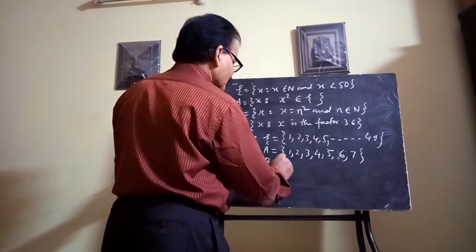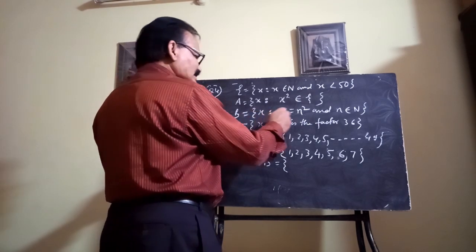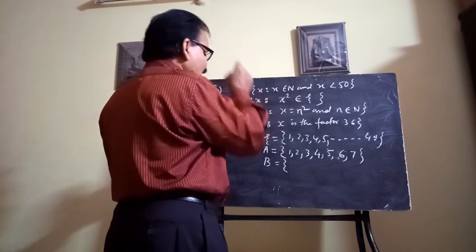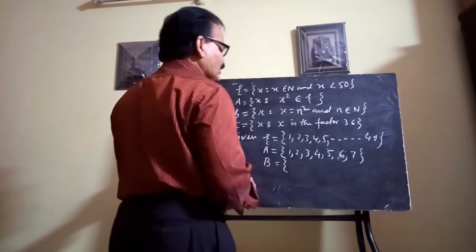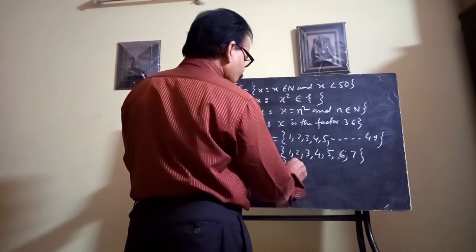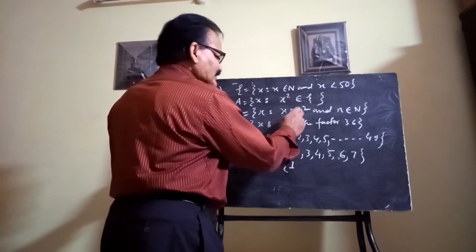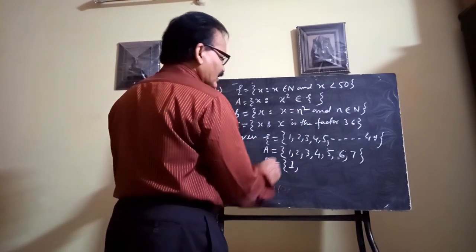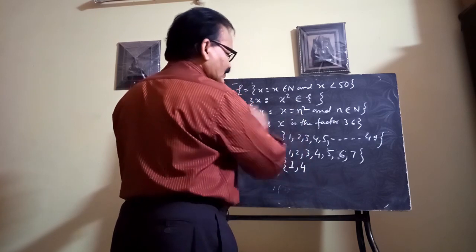Now B. B is your x such that x equals n square. So the value of x is your n square, and n belongs to natural numbers. Definitely, suppose if you take n as 1, so n square means 1 square is your 1. If you take n equal 2, this n square will be 4.